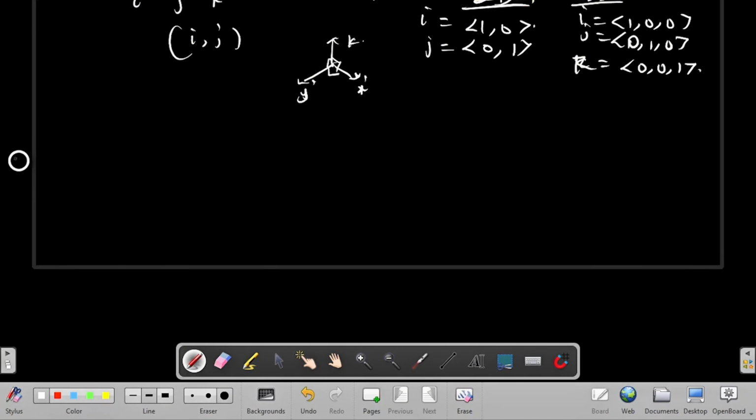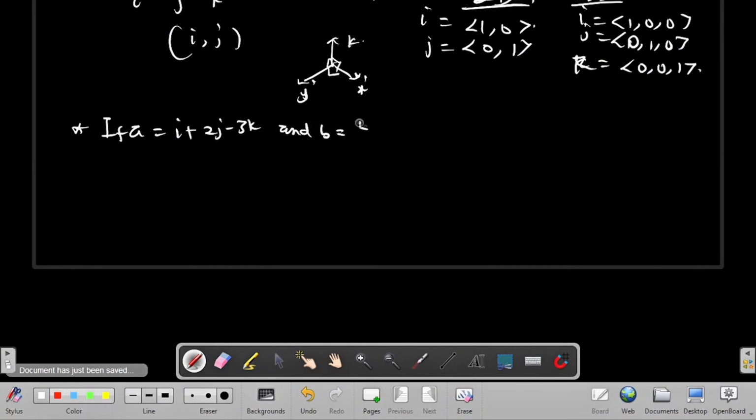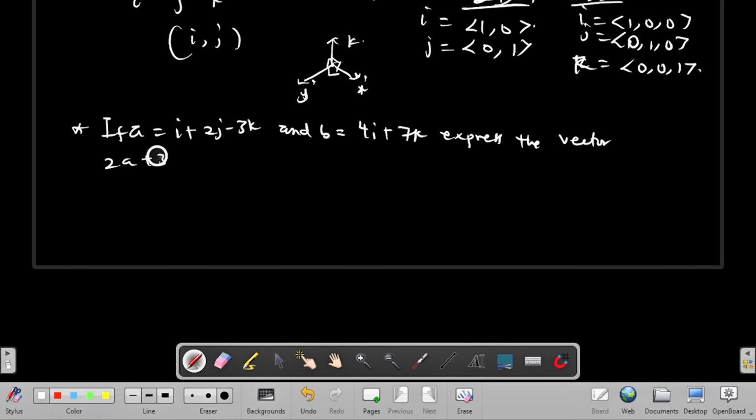Let's see our first example for this lesson. It says that if A is equal to i plus 2j minus 3k and B is equal to 4i plus 7k, express the vector 2A plus 3B in terms of i, j, k. As simple as that. Let's see how we solve this.